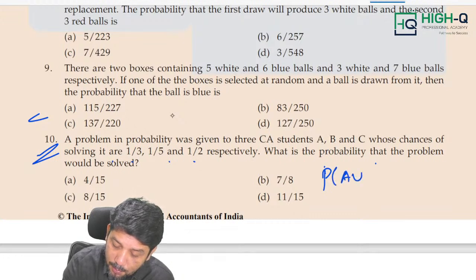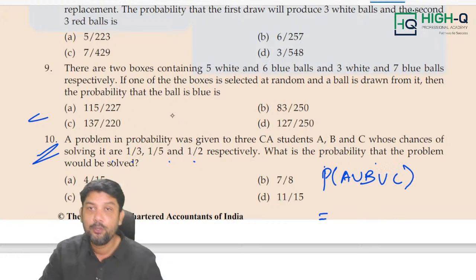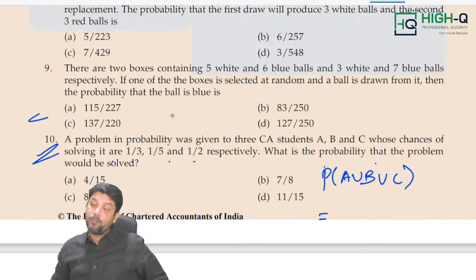The meaning of the problem would be solved is A union B union C. So the probability of A union B union C has a formula: P(A) plus P(B) plus P(C) minus P(A intersection B) minus P(B intersection C) minus P(C intersection A) plus P(A intersection B intersection C).